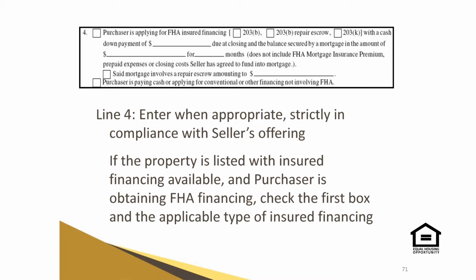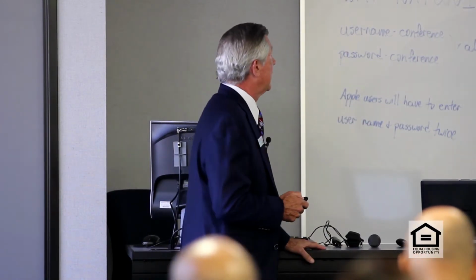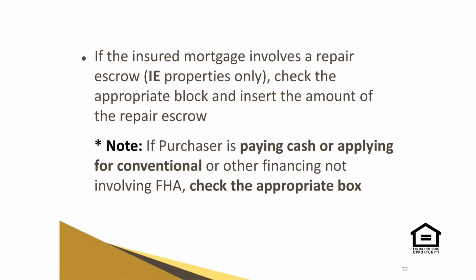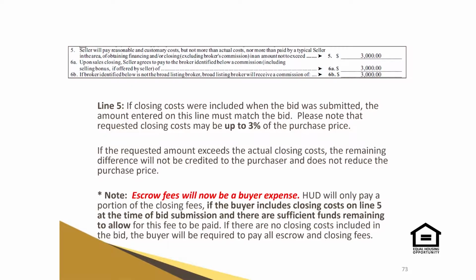Enter when appropriate, strictly in compliance with the seller's offering. In other words, if it's 203B financing, if it's insured, that's the correct box to hit, the first one. If it's got a repair escrow, check that appropriate box, etc. If it does have a repair escrow, check the box below that says mortgage involves a repair escrow amounting to, and type that amount in there. You'll know what that amount is because we show it in the MLS and it's shown at HUDhomestore.com. If the buyer's paying cash or applying for a conventional loan, you check the appropriate box there as well.